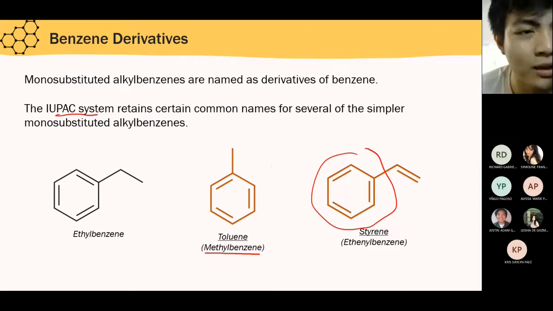Not really the IUPAC name, but the common name is usually used dito sa benzene derivatives. Okay? So we can call it by IUPAC name, the methylbenzene. However, the more common version is the toluene.